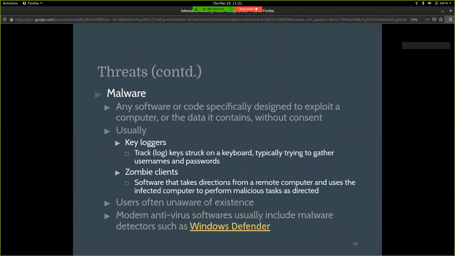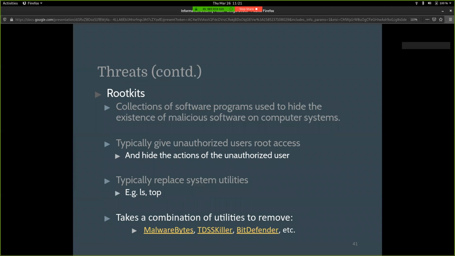We've talked about malware, keyloggers, zombie clients. So that's not new. And we've also talked about rootkits as well that hide themselves inside things like Windows registries.